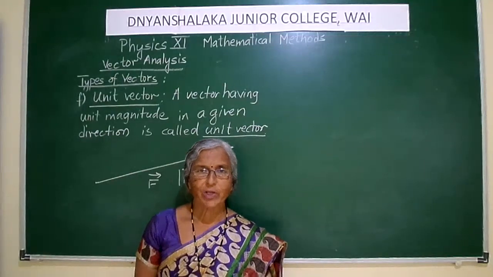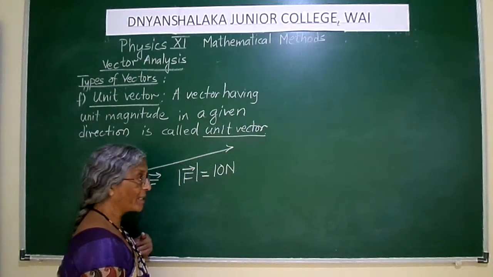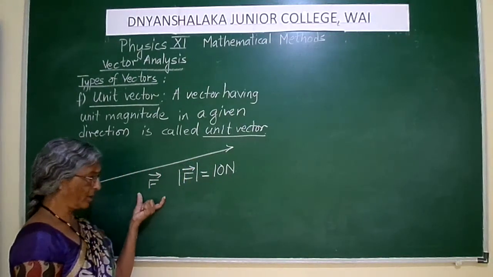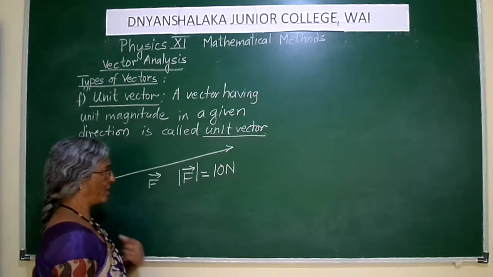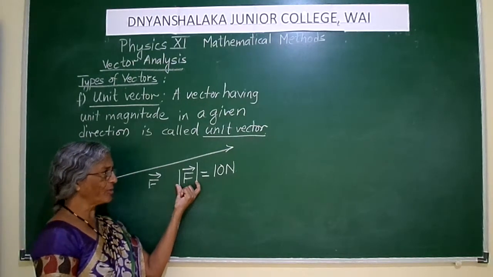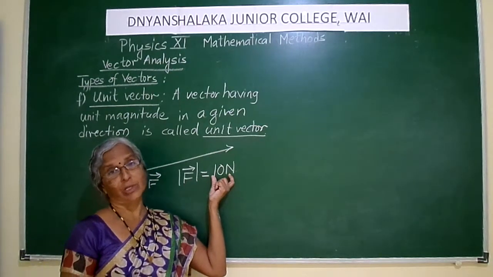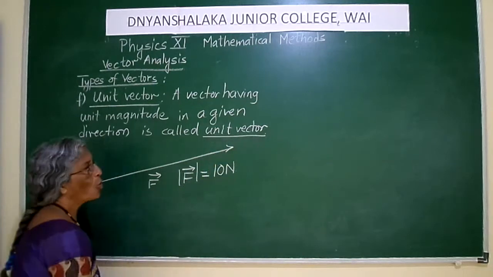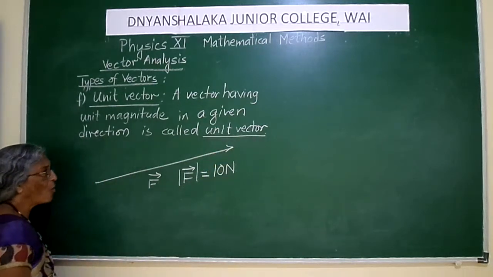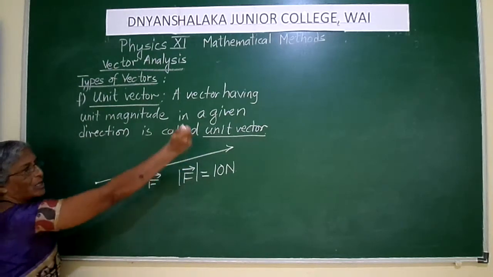Yes, students. So here we are having a vector F. And what have I taken? This vector is a force vector. What is it? A force vector. And the magnitude of this vector I am taking as 10 newtons, in this direction. So I have applied a force of 10 newtons, say at this particular point in this direction.